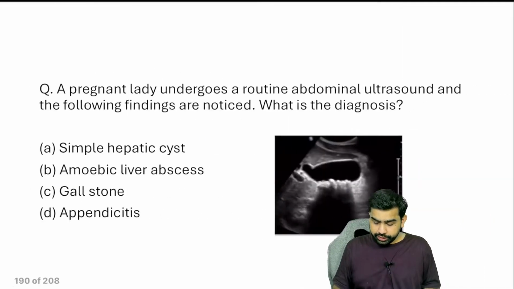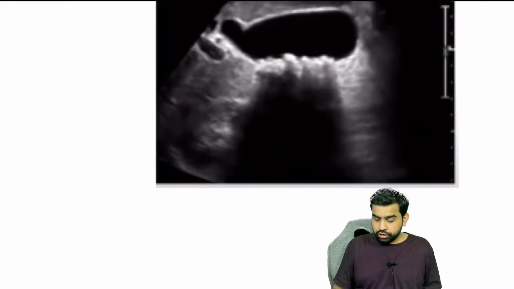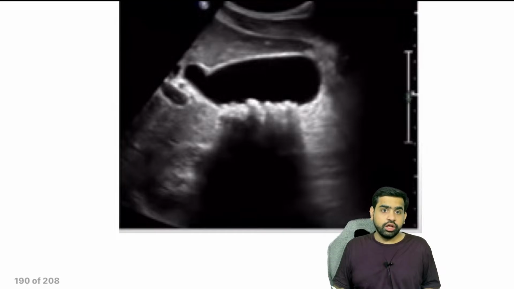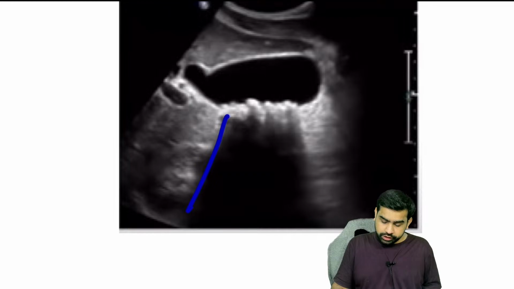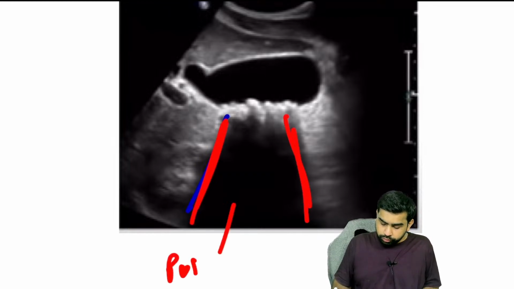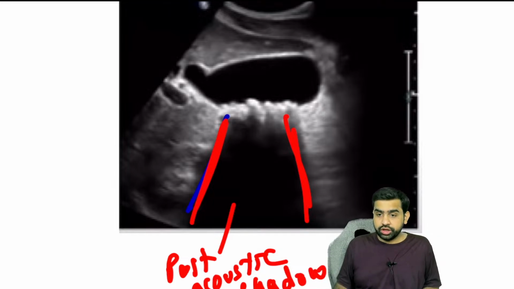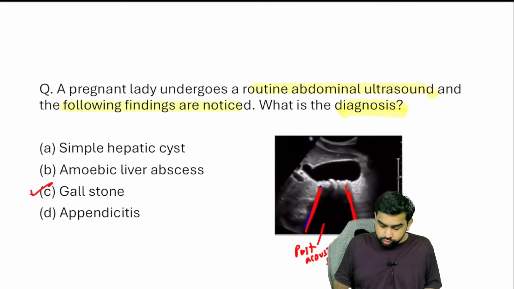Okay, understood? Now, there's a pregnant lady who has undergone a routine abdominal ultrasound. The following finding has been noticed. What is the diagnosis of this particular patient? Now, one of the most important images for your exam, guys, for your FMG exam. What is this? Obviously, I hope you're able to understand what you are seeing over here. This is a posterior acoustic shadow, and that is why the diagnosis over here is a gallstone.